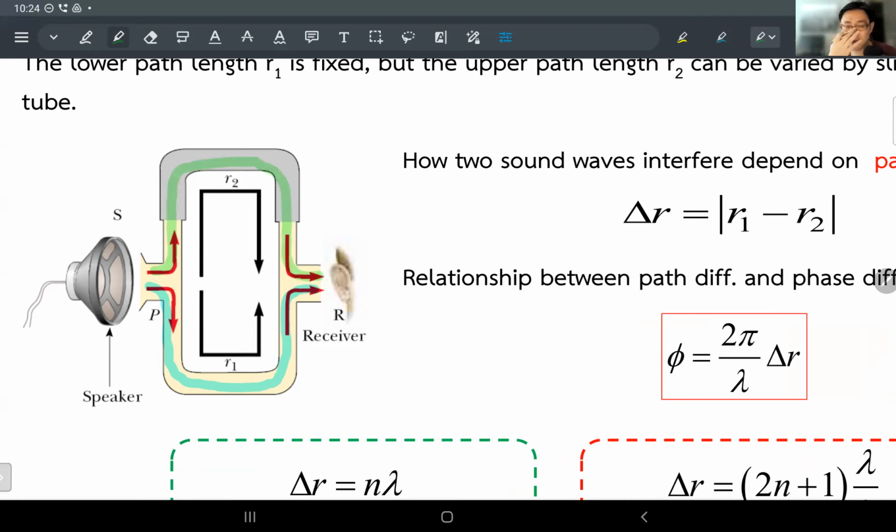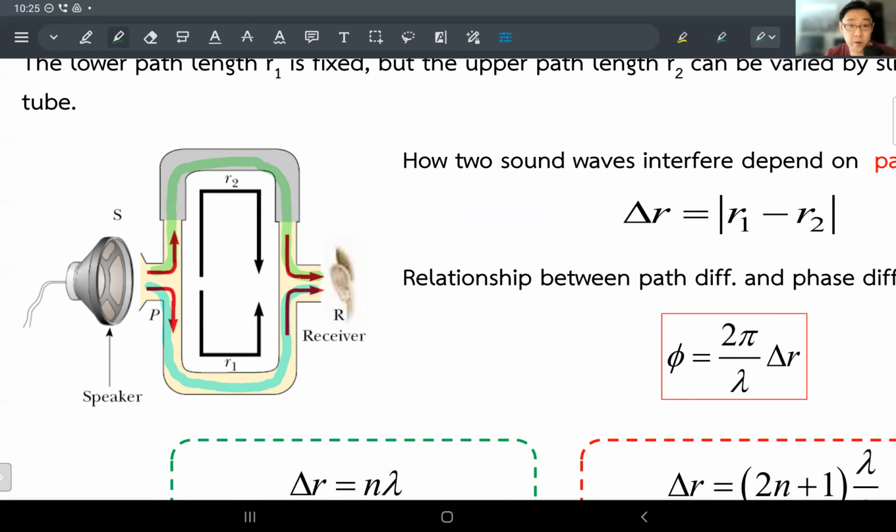So now think about it. This is exactly when you think of having two waves, where one wave travels a distance R1, another wave travels a distance R2, and eventually they are going to combine at the point of the receiver. Okay, cool. So the scenario is already set.